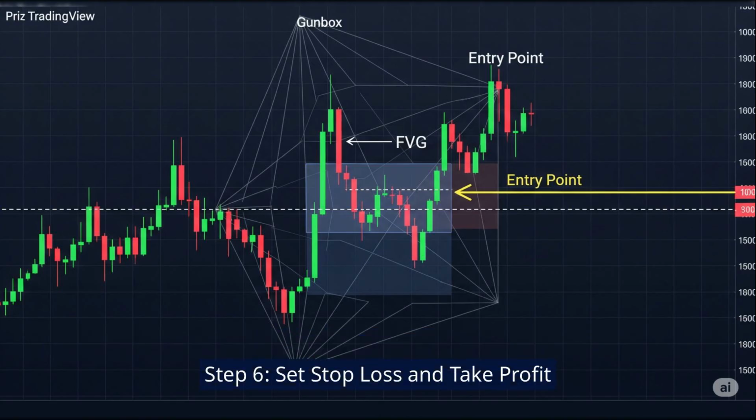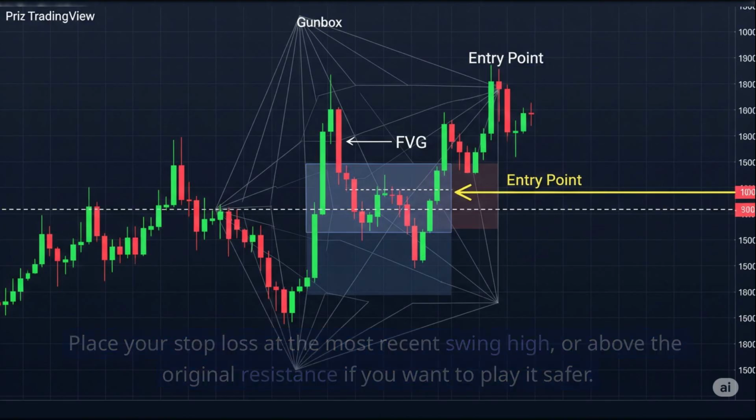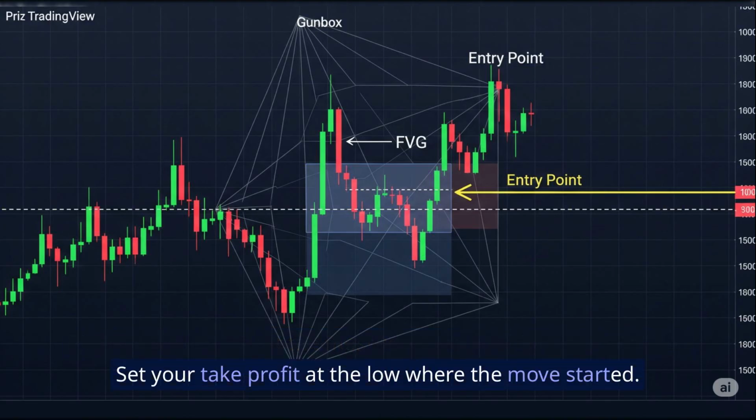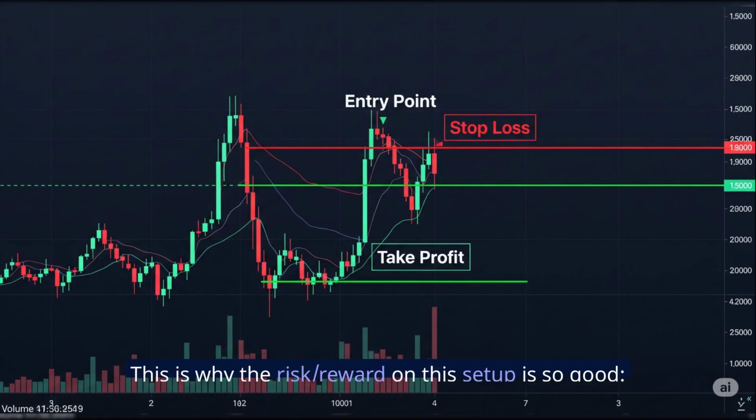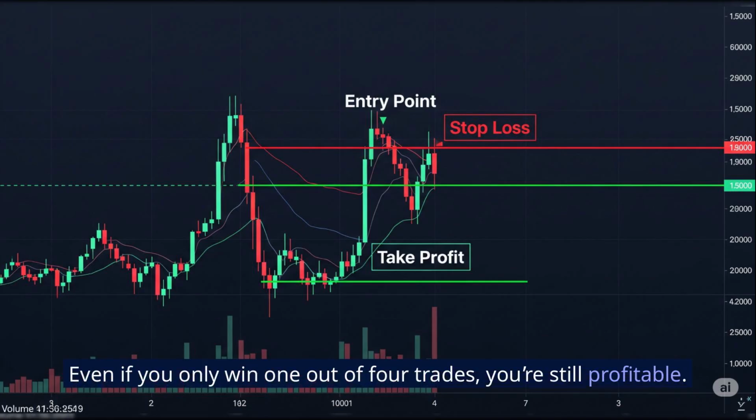Step 6. Set stop loss and take profit. Place your stop loss at the most recent swing high, or above the original resistance if you want to play it safer. Set your take profit at the low where the move started. This is why the risk/reward on this setup is so good. You have a tight stop and a wide profit target. Even if you only win 1 out of 4 trades, you're still profitable.